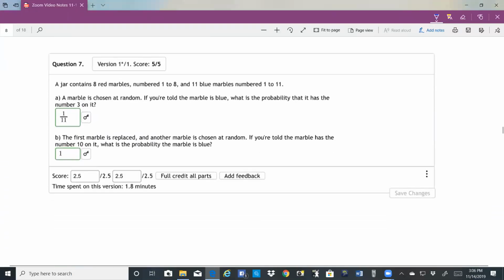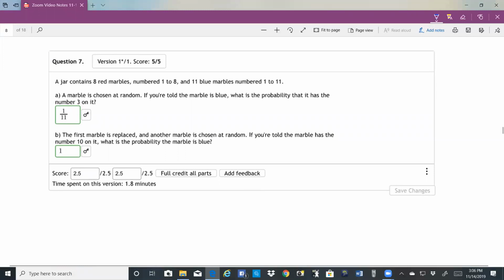Problem 7. The jar contains 8 red marbles numbered 1 through 8 and 11 marbles that are blue numbered 1 through 11. If a marble is chosen at random and you're told that the marble is blue, very important to understand that. What is the probability that it has a number 3 on it? Well, we're told that it's a blue marble, so we only need to look at this group here for the first question. And it has one on it that has a number 3.